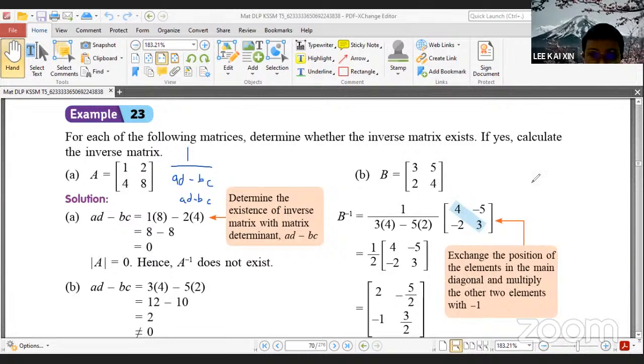Like B is an inverse matrix, because for this one, AD minus BC, you get 2. So you get 1 over 2 times with the matrix. Yeah, you get something like that.